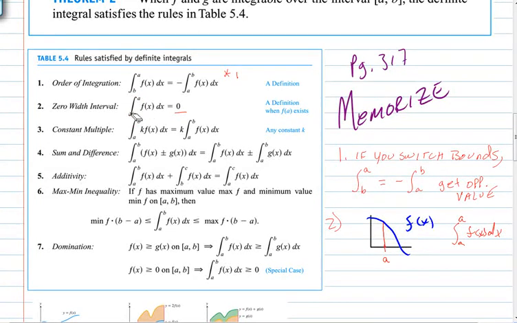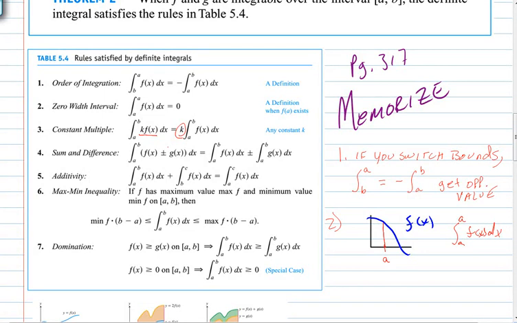Okay? Number 3, the constant multiple. If you multiply a function by a constant, that's like a scalar multiple, you can pull that constant out of the integral and multiply the integral by that same constant that's inside the function. Okay? If you have k times f of x, the integral of k times f of x, that's going to be the same thing as k times the integral of f of x.